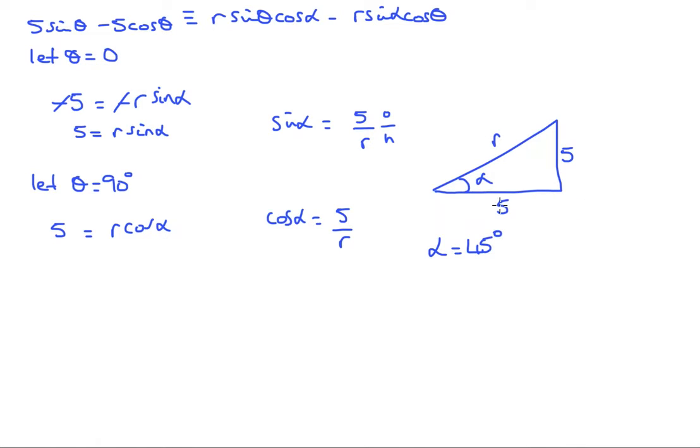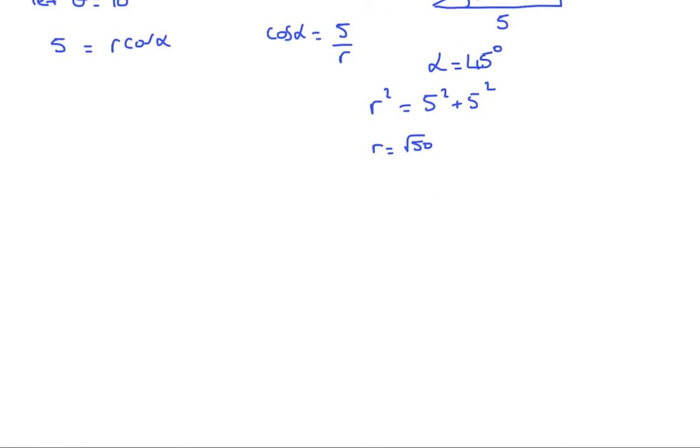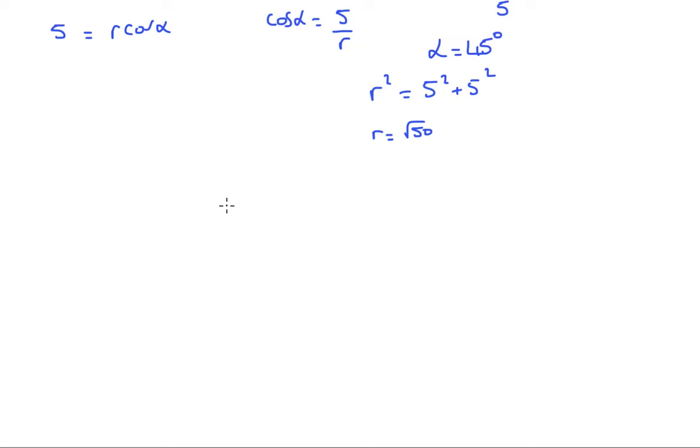It also means that we can use Pythagoras to work out r. So we can say that r squared is going to be 5 squared plus another 5 squared, which is 50, so r is root 50. All that means is that we can change this question that they've given us into, instead of writing 5 sine theta minus 5 cos theta, we can write root 50 and then just sine of theta minus 45 degrees, that we've worked out alpha to be.